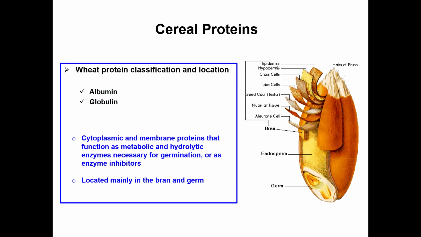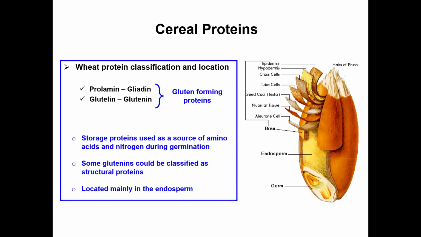So albumins and globulins are present in small concentration in wheat. They are cytoplasmic and membrane proteins, and you will find them mostly in the bran and germ. So if you crush whole wheat, then you will have a little bit higher proportion of albumin and globulin.